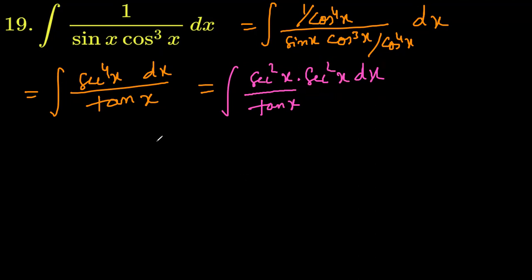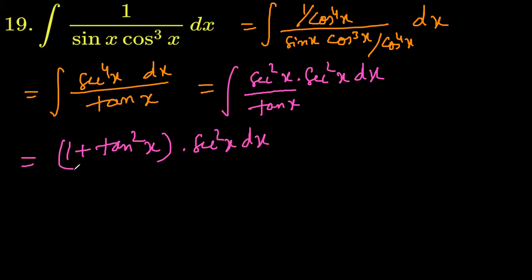So what do we want to do next? We want to write sec square x as 1 plus tan square x. So 1 plus tan square x, and this sec square x as it is, no problem, sec square x dx, and this divided by tan x, and the integration of this.